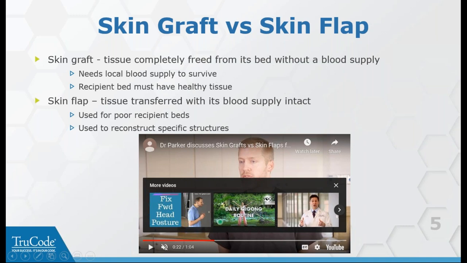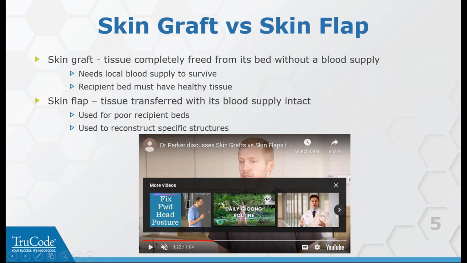Okay, so now that we've talked about the difference between the two procedures, I wanted to talk a little bit more specifically about the types of skin grafts. So for ICD-10 purposes, skin grafts are going to be classified as split thickness and full thickness. And then for CPT, as we'll see a little bit later, we also have the option of epidermal and dermal skin grafts. The split thickness graft is going to be the entire epidermis and part of the dermis.